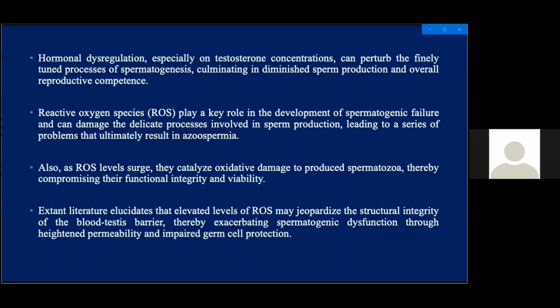Hormonal dysregulation, especially of testosterone concentrations, can perturb the finely tuned processes of spermatogenesis, culminating in diminished sperm production and overall reproductive competence. Reactive oxygen species, ROS, play a key role in the development of spermatogenic failure and can damage the delicate processes involved in sperm production, leading to a series of problems that ultimately result in azoospermia. Also, as ROS levels surge, they catalyze oxidative damage to produced spermatozoa, thereby compromising their functional integrity and viability. Extant literature elucidates that elevated levels of ROS may jeopardize the structural integrity of the blood-testis barrier, thereby exacerbating spermatogenic dysfunction through heightened permeability and impaired germ cell protection.